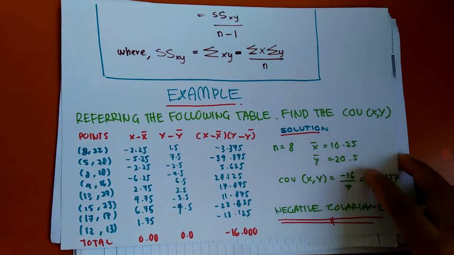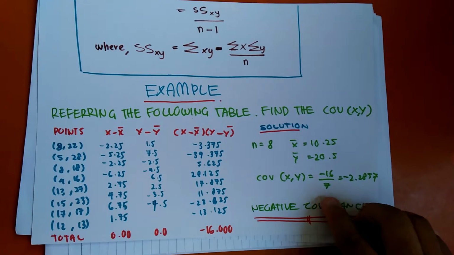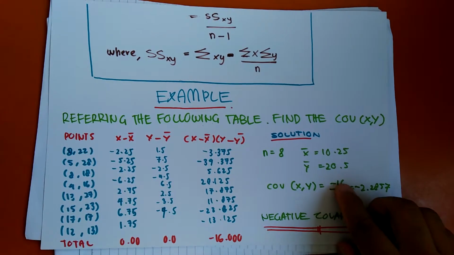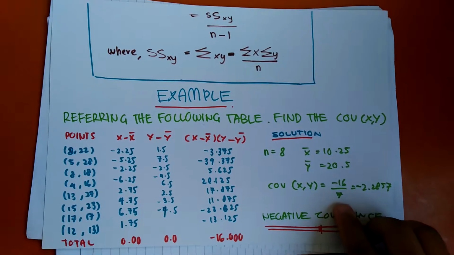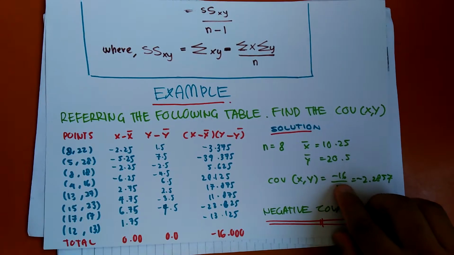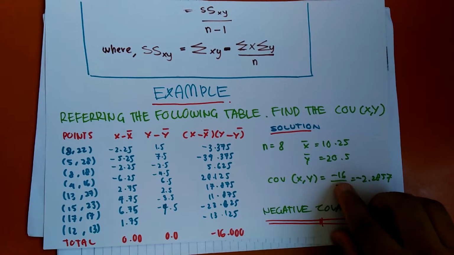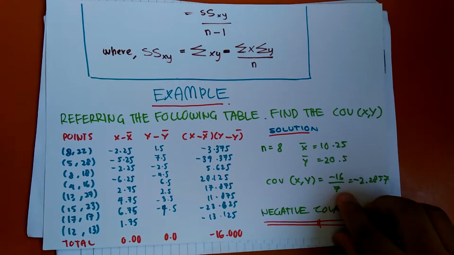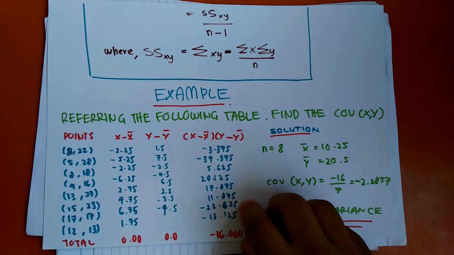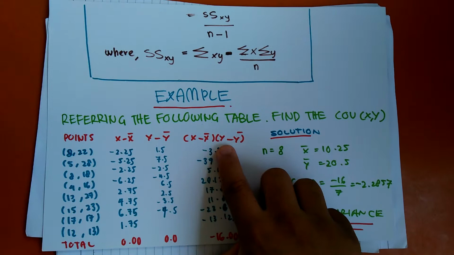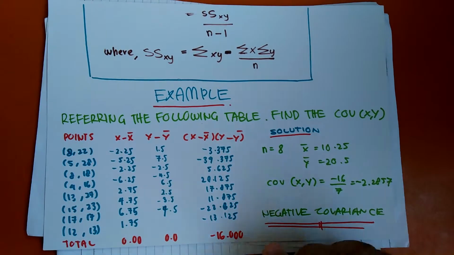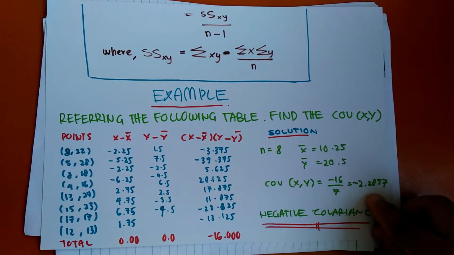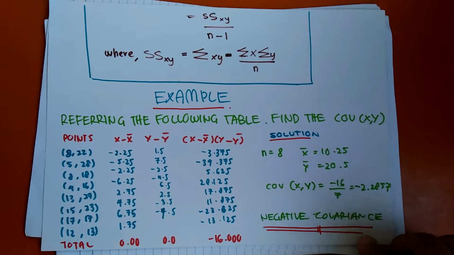To get the covariance, we use the normal equation, which is SSxy divided by n minus 1. SSxy is the multiplication of x minus mean of x and y minus mean of y. The total of the multiplication between x minus mean of x and y minus mean of y is negative 16, and n minus 1 is equal to 7. We got our covariance as negative 2.2857, which is a negative covariance.